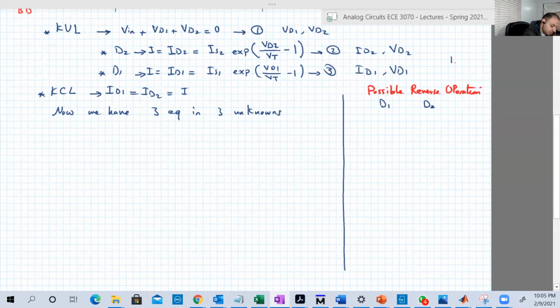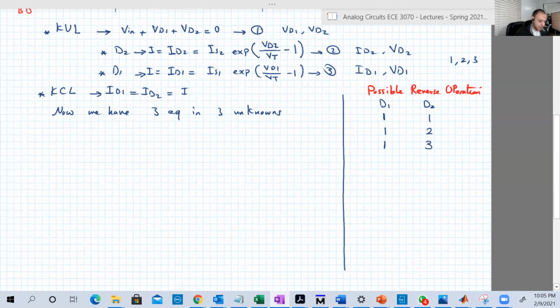We might be in region 1, 2, or 3. So maybe diode 1 in region 1 and diode 2 also in region 1. Maybe diode 1 is in region 1 and diode 2 in region 2. Maybe diode 1 in region 1 and diode 2 in region 3.